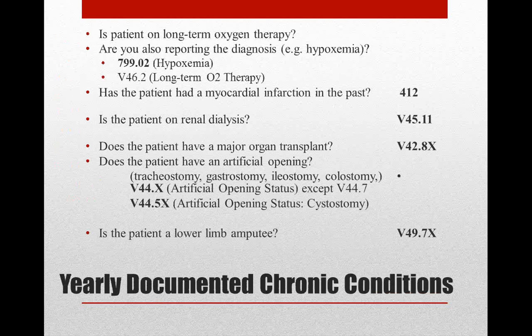Patients on long-term oxygen therapy, hypoxemia, or they use the V code for the O2 therapy. Again, we talked about the myocardial infarction, 412. Patients on dialysis, make sure you use that code. Patients that had organ transplant, those play into your role when you're diagnosing and treating a patient that's had an organ transplant, as does the artificial openings, the ostomies. And amputees, that's a huge one. Even though they may have had that amputation in 1985, you need to document it each year.